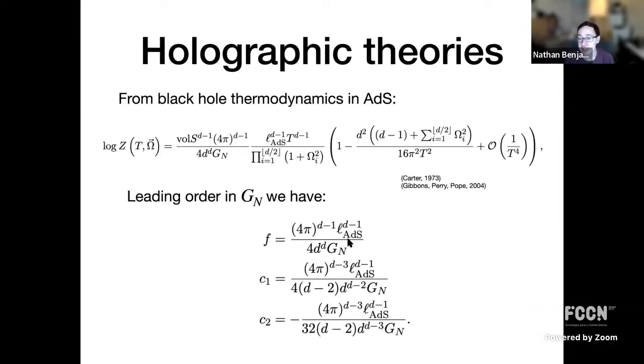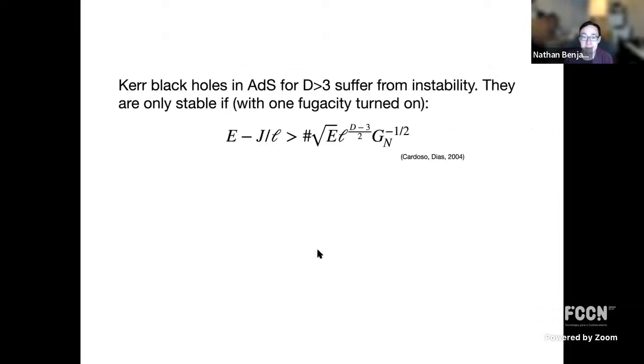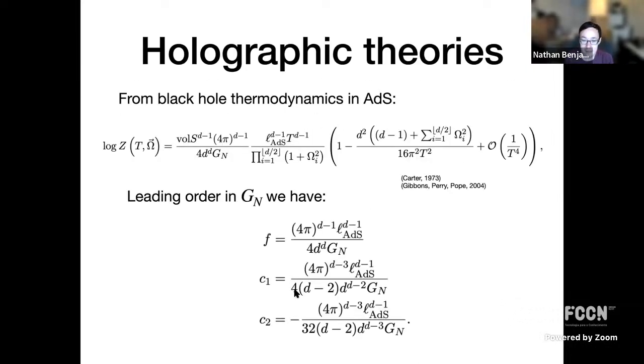By the way, this term that I'm highlighting, this f, this is what differs by a factor of 3/4 when d equals 4 from free N equals 4 super Yang-Mills. So this was what was computed by Gubser, Klebanov, Peet, Tseytlin, and others. Okay, any questions on this?